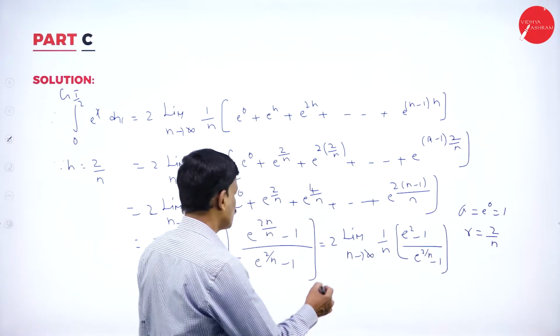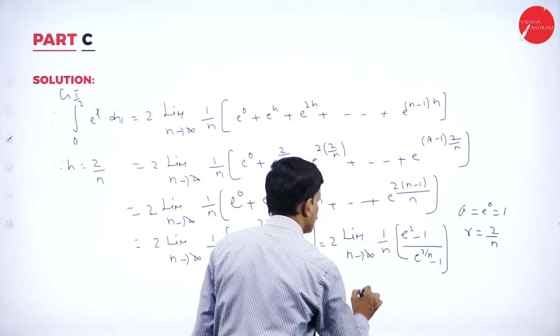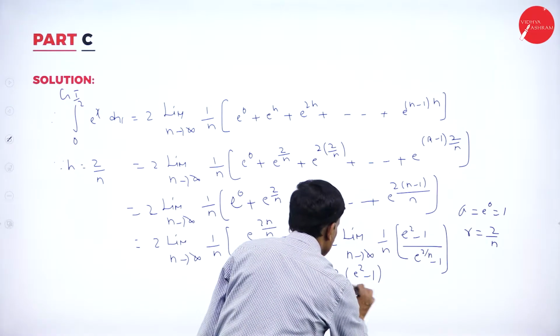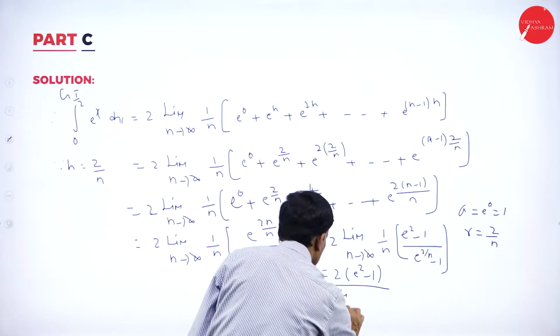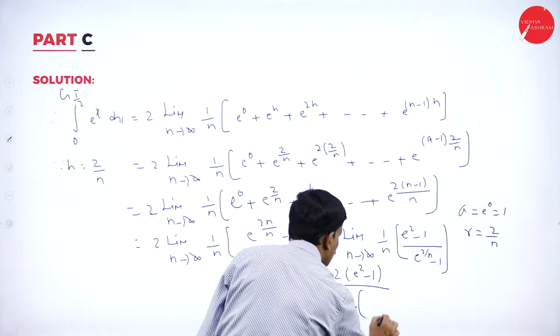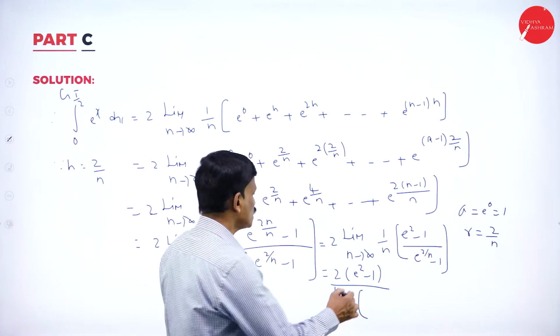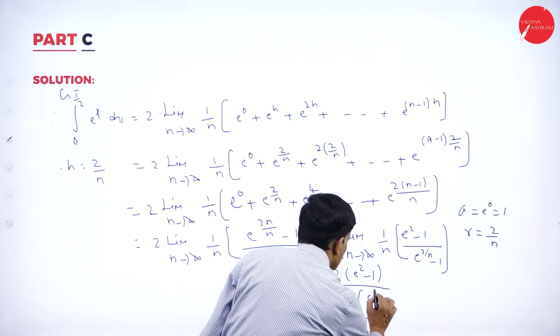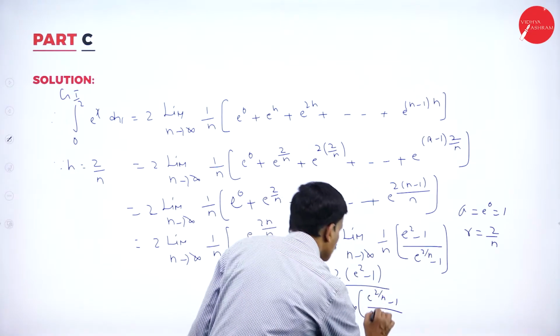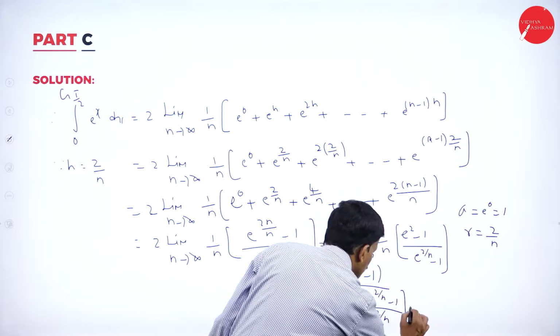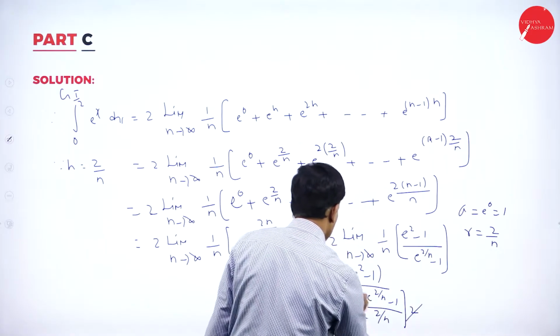Now, this is equal to 2 into e square minus 1 in the numerator, divided by, in the denominator, if you apply the limit n tends to infinity, the denominator can be written as limit n tends to infinity of e to the power of 2 by n minus 1 divided by 2 by n, into 2. Now, this 2 and 2 gets cancelled.